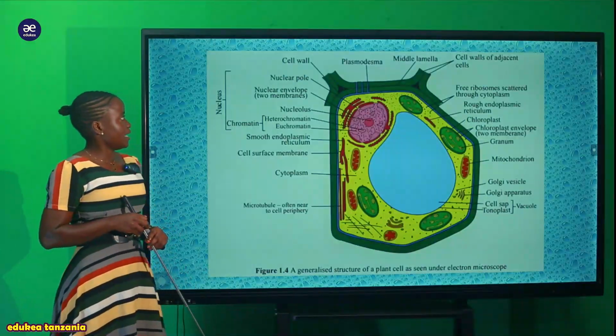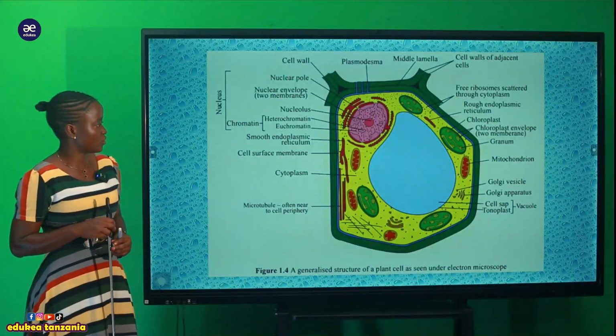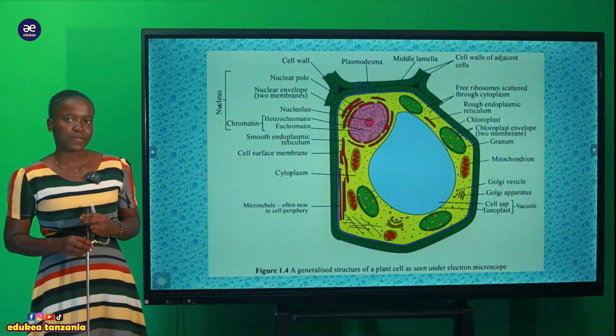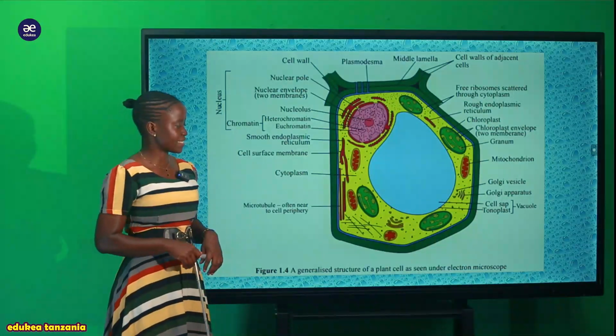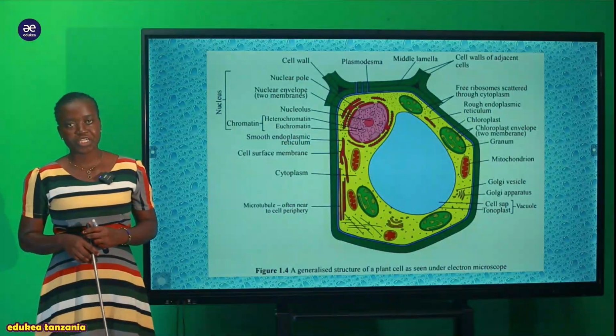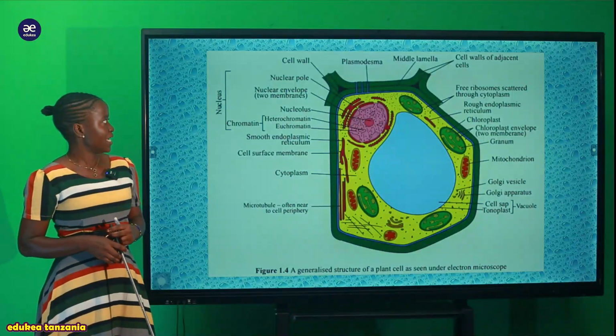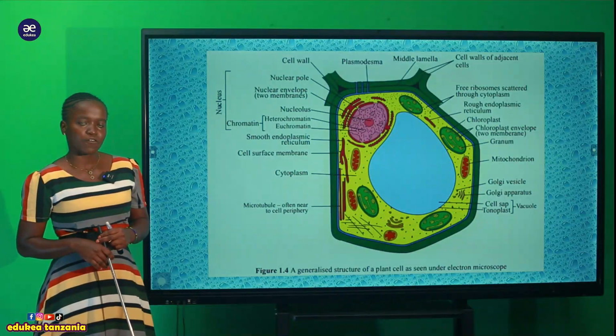And also now, my students, let's take a look at this picture. That is a general structure of a plant cell as seen in an electron microscope. So now you can see the structure of a plant cell.